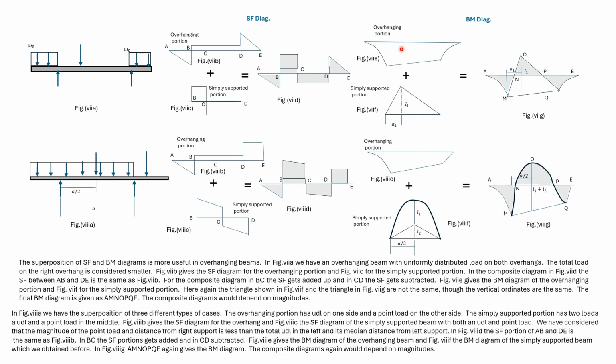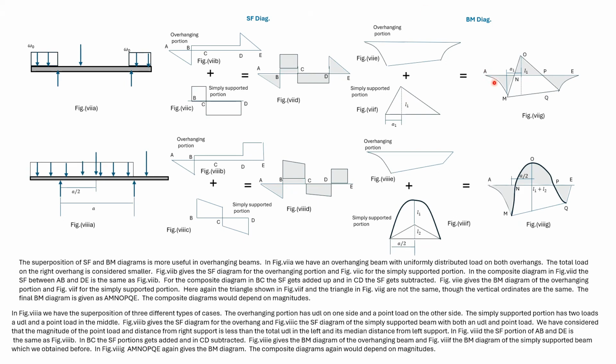For the overhanging portion, this is the bending moment diagram. Since we have a UDL acting on the overhangs, the variation here is quadratic. Also, the variation here is quadratic. This is the bending moment diagram for the simply supported beam. The point load here is considered to be relatively high in magnitude, so that the length L1 is also relatively high.